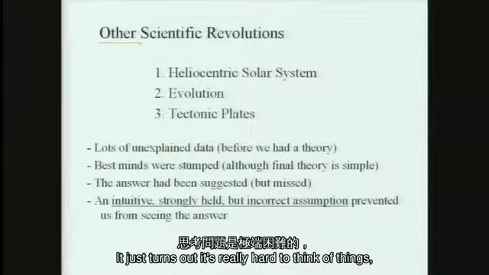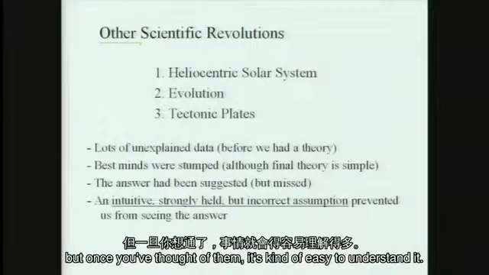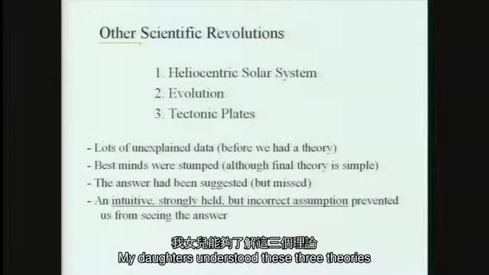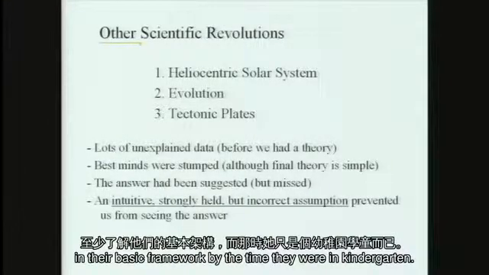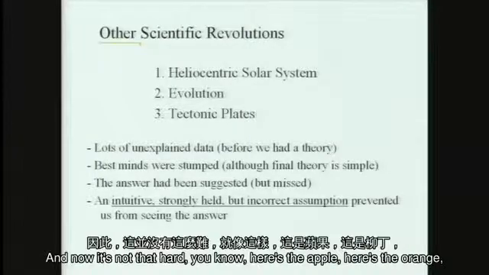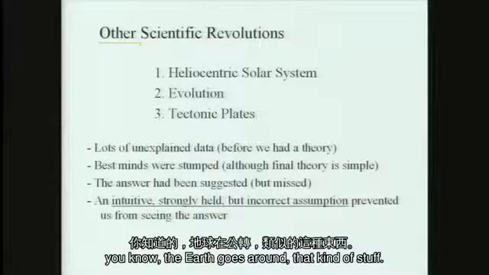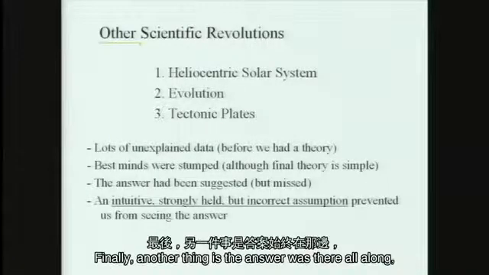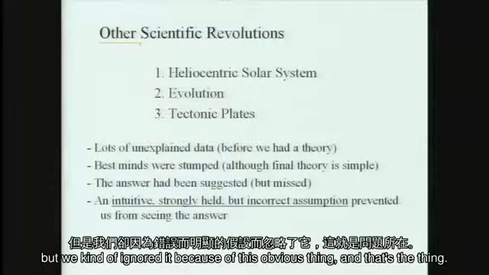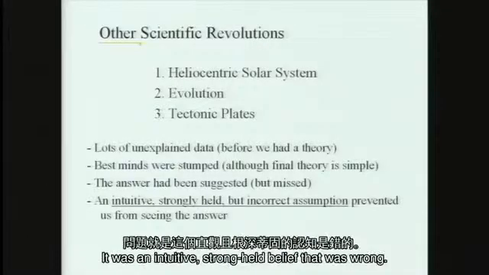It just turns out it's really hard to think of things, but once you've thought of them, it's kind of easy to understand. My daughters understood these three theories in their basic framework by the time they were in kindergarten. And it's not that hard. Here's the apple, here's the orange, here's the earth going around, that kind of stuff. Finally, another thing is the answer was there all along, but we kind of ignored it because of this obvious thing. There was an intuitive, strongly held belief that was wrong.